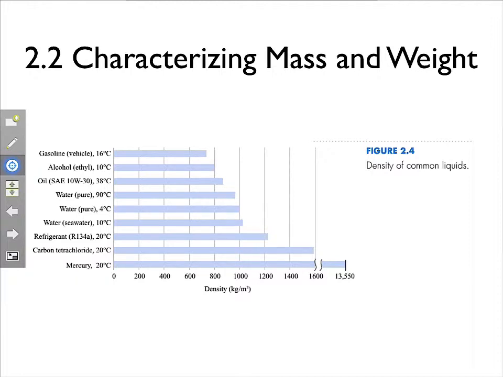Some liquids have a lower density, as you can see. We've got oils and alcohol and gasoline here, and of course this makes them lighter, and so we'll see when we talk about fluid statics that they actually float on top of the water.